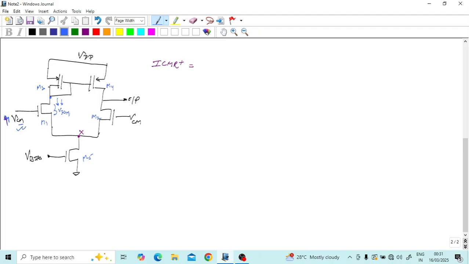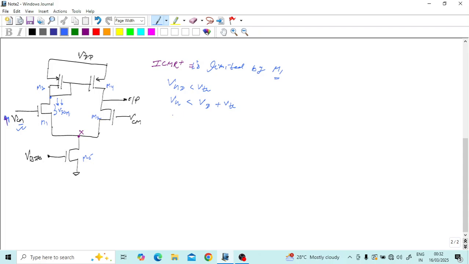So what will happen? The VDS of M1 will decrease, such that M1 will go to the edge of the saturation region. So we can say that ICMR plus is limited by transistor M1. Okay, as we know, to keep M1 in the saturation region, our VGD should be less than VTH. Then VG should be less than VD plus VTH.